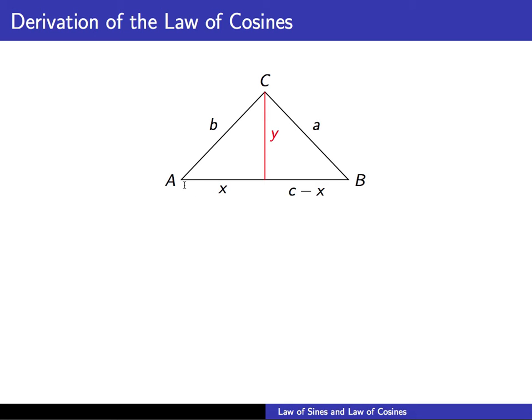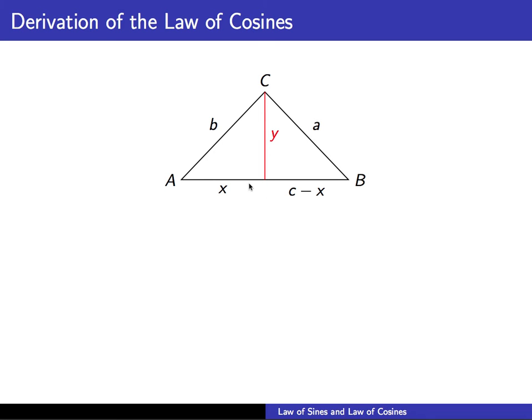So for instance, let's say the distance from A to B was 10. If X was 4, then the rest of it would have to be 10 minus 4, or 6. So whatever this is, the remaining part of it is the whole thing, C minus X. It's just segment subtraction from geometry.